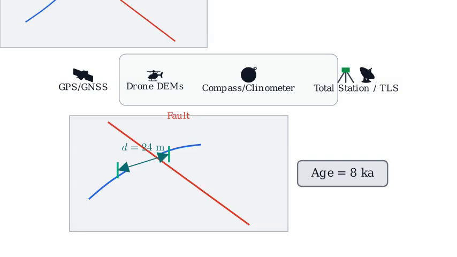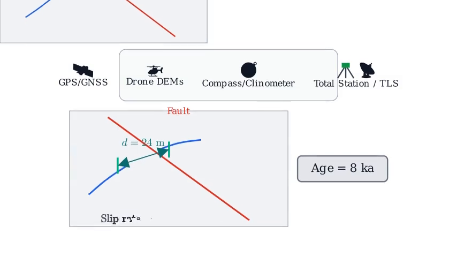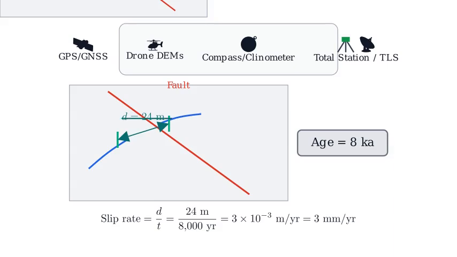For example, an offset river terrace across a fault can yield a slip rate when paired with the terrace age. Slip rate is simply offset distance divided by age. 24 meters divided by 8,000 years gives 3 millimeters per year. This is a typical calculation used worldwide to estimate fault slip rates.